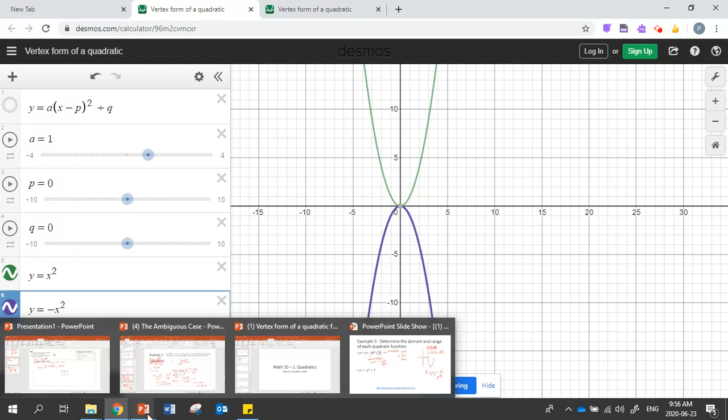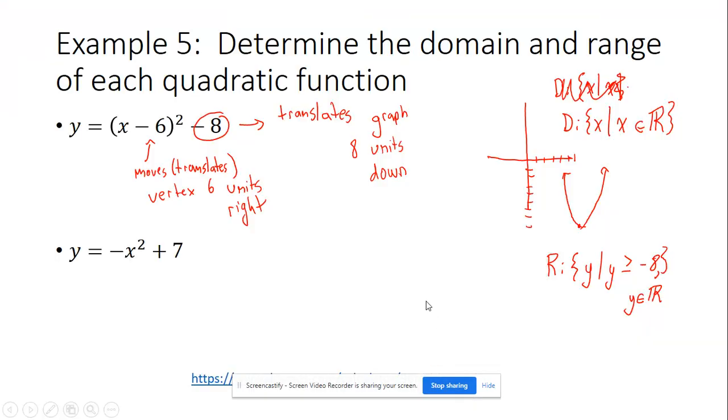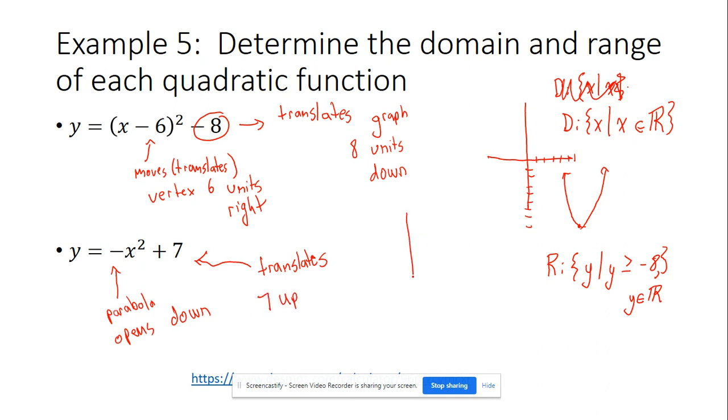So in this case, this negative, the parabola opens down. This 7 translates up. So this graph hasn't been shifted left or right, but I've got 1, 2, 3, 4, 5, 6, 7.